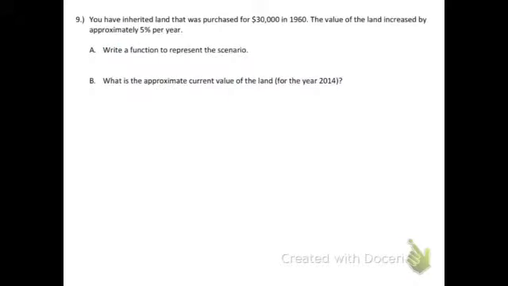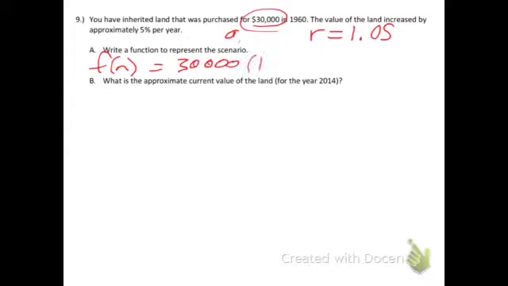Ta-da! Moving on to number 9, you inherit land that started out at 30,000 in 1960, increased by 5% per year. So we got an initial value of 30,000, that's a sub 1, and then my common ratio would be 100% plus that 5%, so 105%, as a decimal, so 1.05. Oh, I need to write a function to represent the scenario, so f of n equals initial value times my common ratio to the n minus 1 power. And that's ready to go.